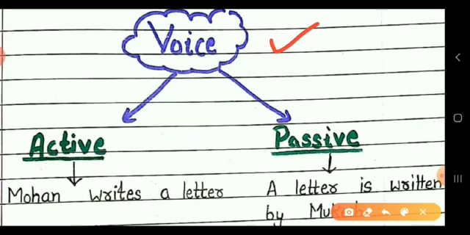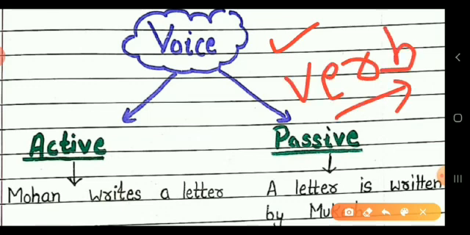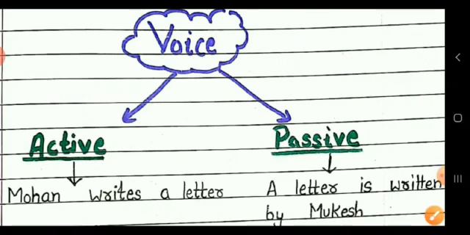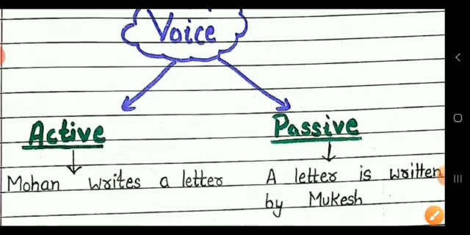Mohan writes a letter. Here, Mohan writes a letter. The verb is writes, and we are focusing on the subject in this. So, Mohan is doing something. So, the focus is on Mohan. That is called active voice. Directly, Mohan is doing something.